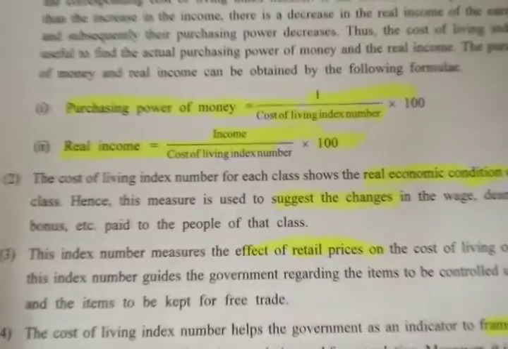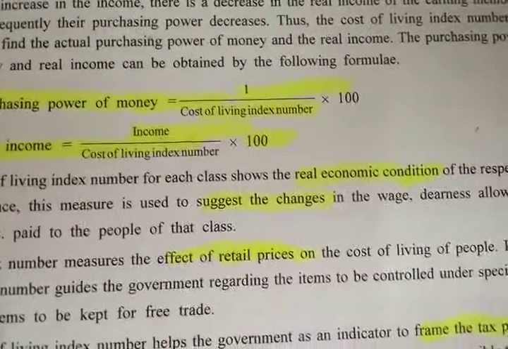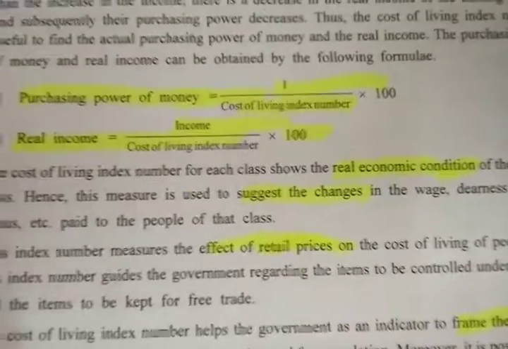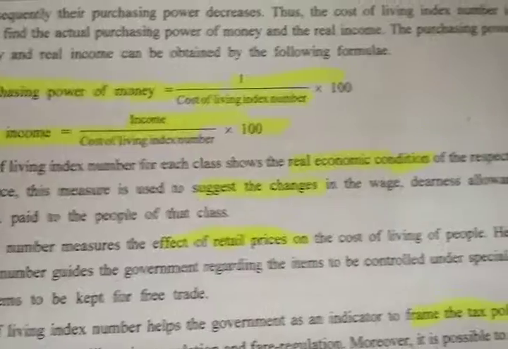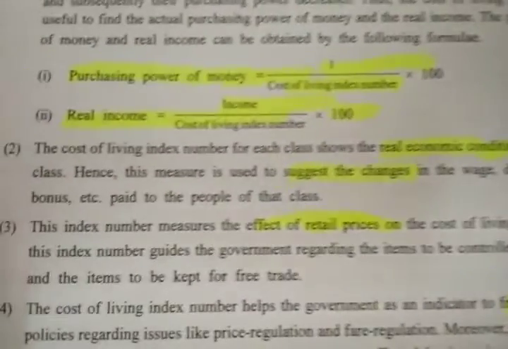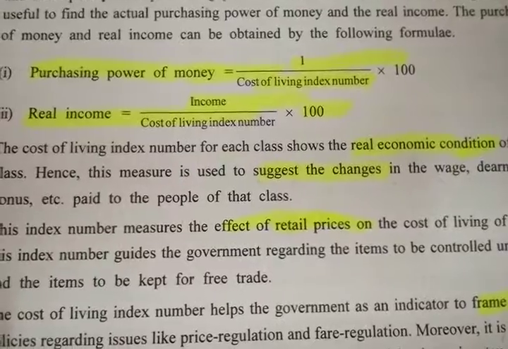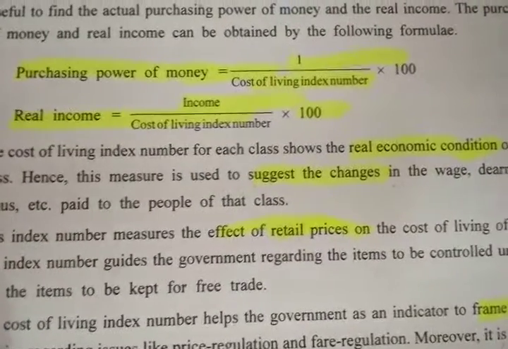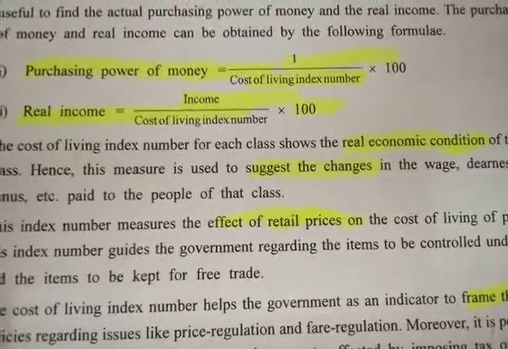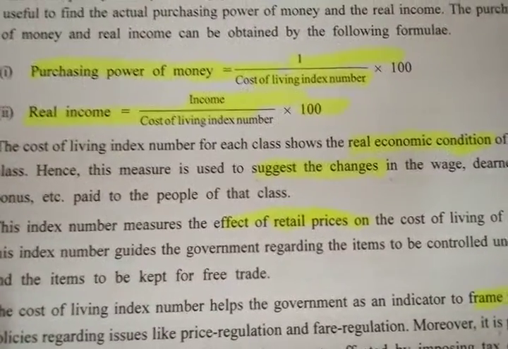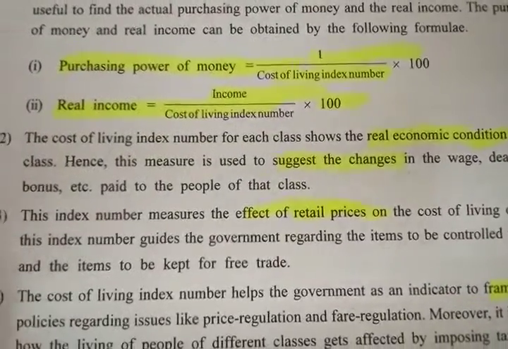Third point is the index number measures the effect of retail prices on the cost of living of people. Hence, this index number guides the government regarding the items to be controlled under special acts and the items to be kept for free trade. There are some special items which are distributed following certain government norms and controls, and some other goods are kept for free trade. So this can be decided by the cost of living index number figures.